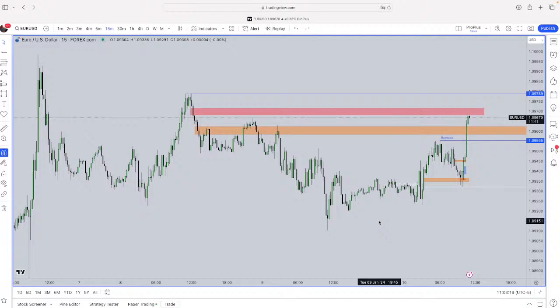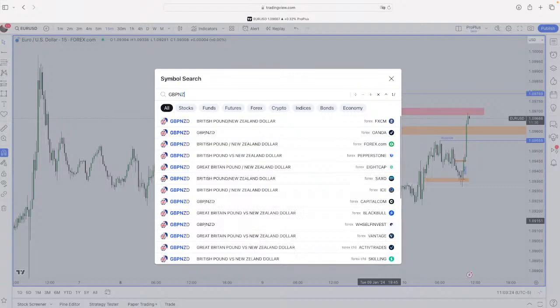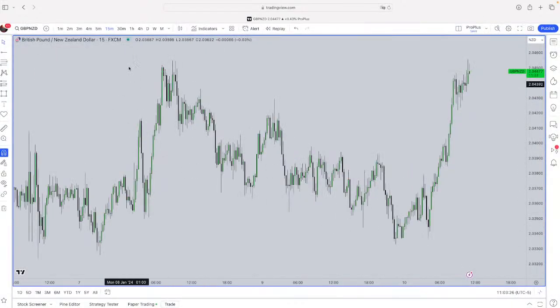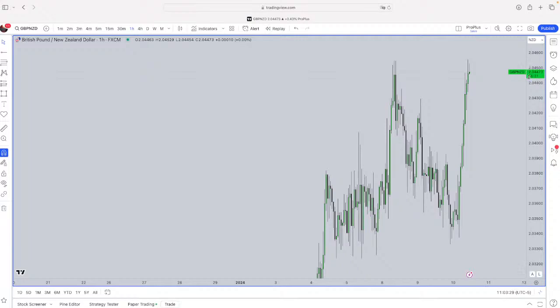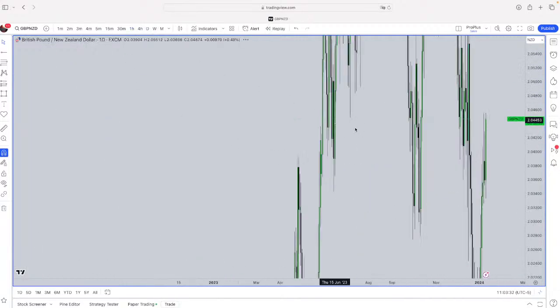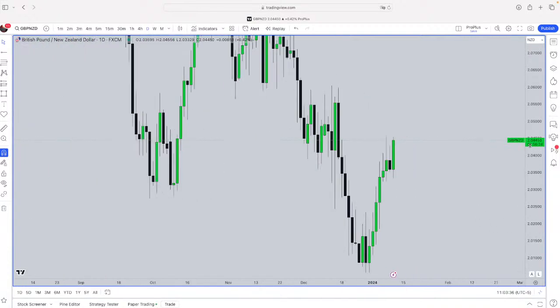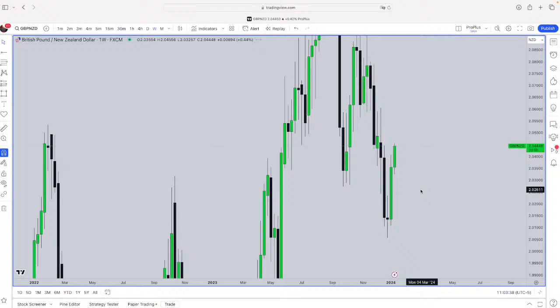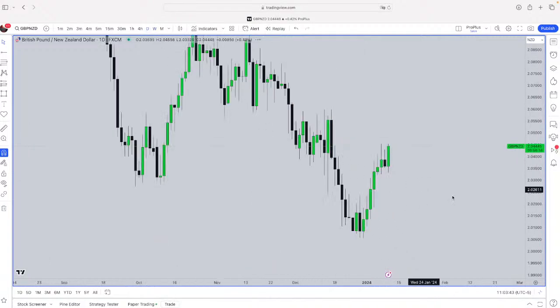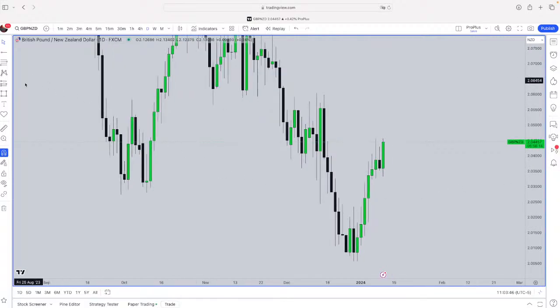Pound Kiwi worth selling? I haven't looked at that pair in a long time. Let's have a look. I would say probably not. Look on the daily. On the weekly. If you do end up trying to sell it, just have a look at that inefficiency down here. But again, there's CPI tomorrow.